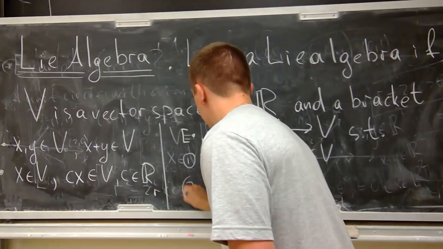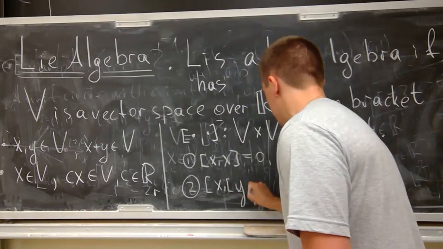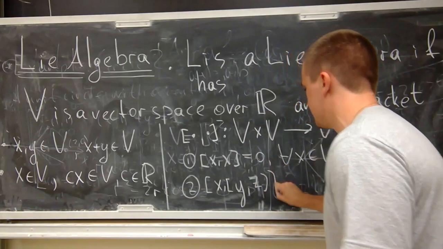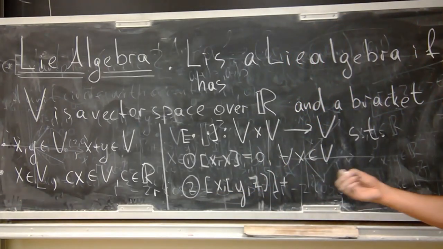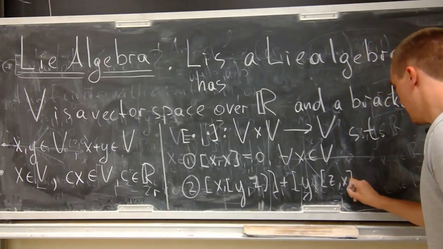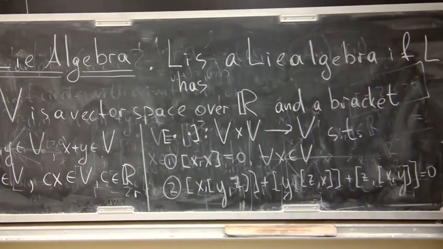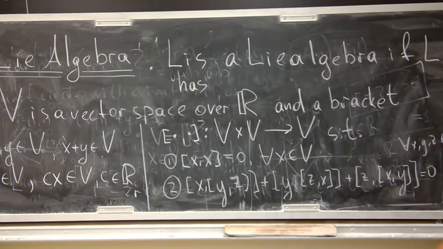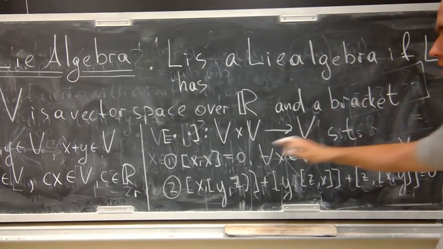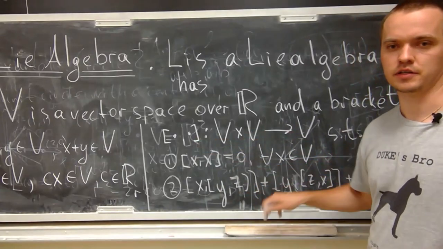And the second one is that some weird Jacobi identity is satisfied. The Jacobi identity is just: if you take any three elements x, y, z, first you find the bracket of x with the bracket of y, z, and then you take the bracket of y with the bracket of z, x, and then the bracket of z with the bracket of x, y. Then the sum of these three brackets for any elements is going to be equal to zero, for any x, y, z belonging to V. So basically, a Lie algebra is a vector space with a bracket, which you can think about as multiplication, when these two axioms are satisfied.